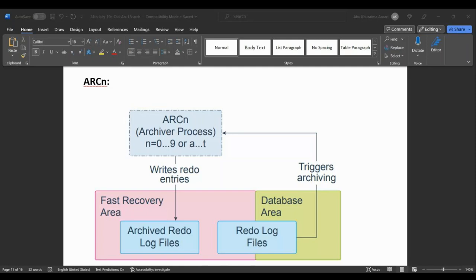Question. Yeah, guys. By default, how many ARCN processes come and in total how many ARCN processes do we have? Who left?